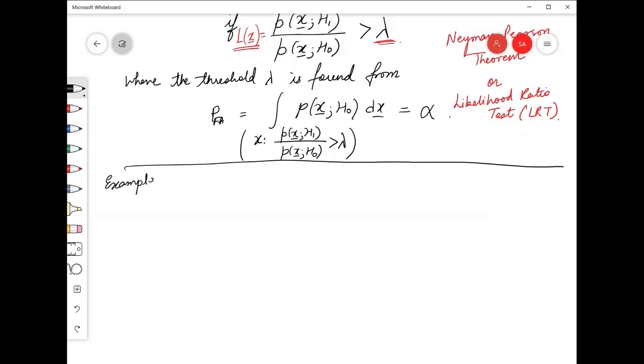I'm taking an example from the previous case that we discussed in the last lecture. Again, I'm considering my null hypothesis to be only noise, X equals W. I'm just taking one sample only, so X is only X0. W is again white Gaussian noise with mean 0 and variance sigma squared. And in the alternate hypothesis, X is 1 plus W.